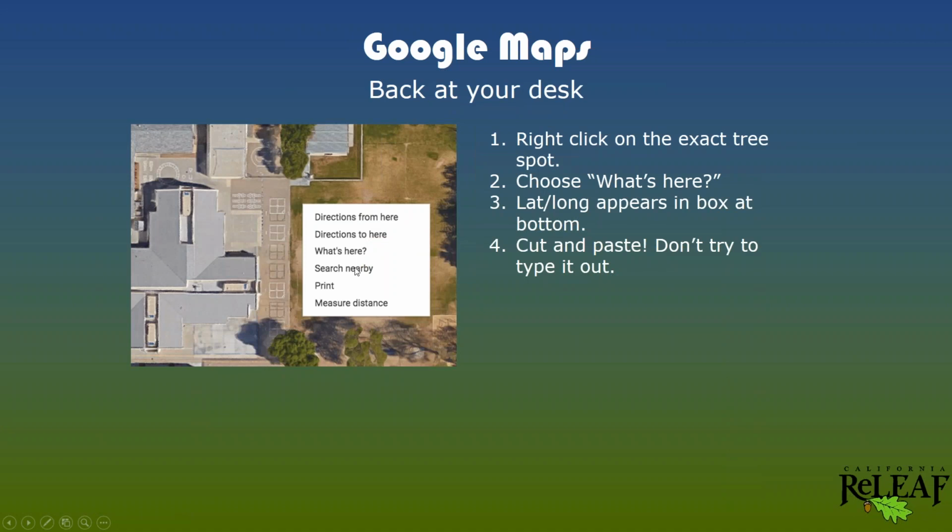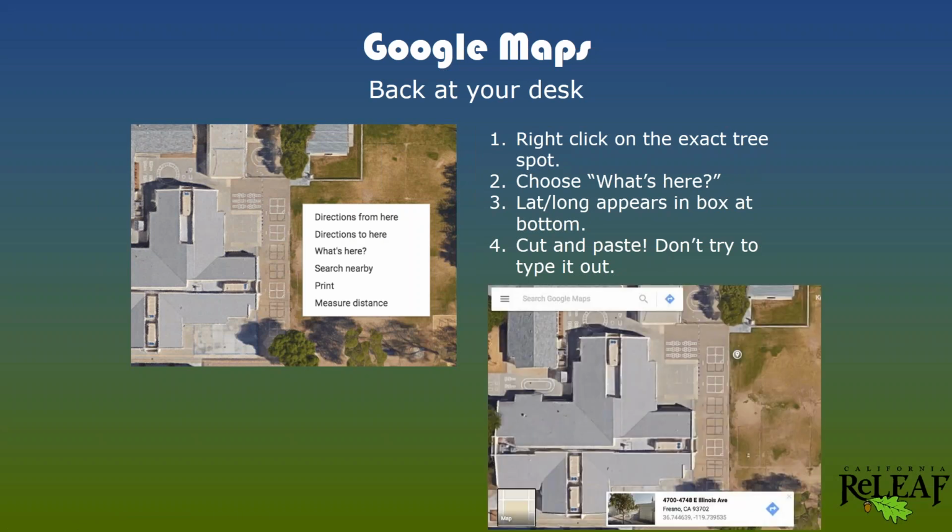So if you're going to do this, you have that map that you drew, and you go to Google Maps, and you just zoom into that same location, and then you right-click on the exact tree spot, and this little drop-down menu will appear. You click on what's here, and then down at the bottom, the latitude and longitude appears in the box. So it's right down here. You just click on the spot where you planted the tree, and here are your latitude and longitude.